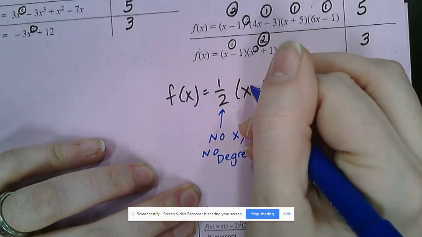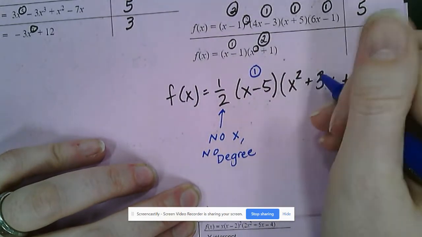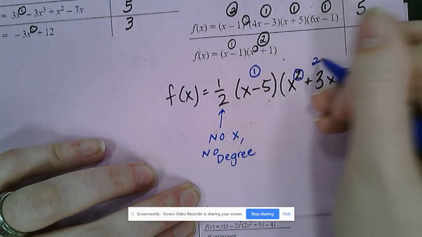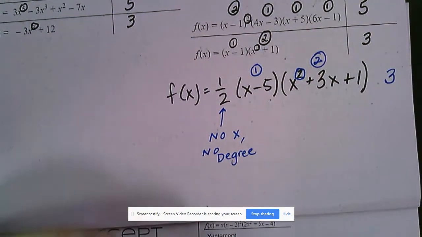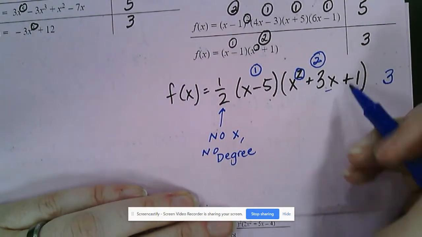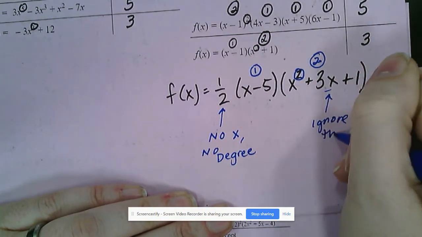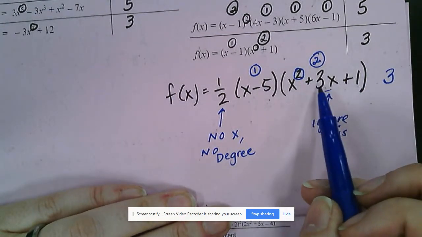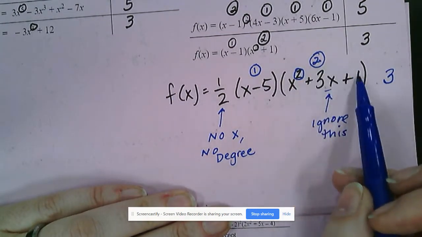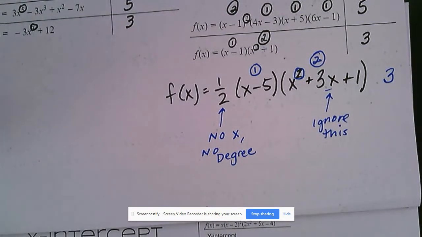This one, the highest exponent on this x is a 1. And the highest exponent on this whole factor is a 2. So when I add those together, I get 3. So some people get confused because they see this other x in here. We are going to ignore this. Because remember, we're trying to find the highest exponent in the factor. This whole factor has the highest exponent of a 2. Okay, that's how we're going to predict how many solutions.